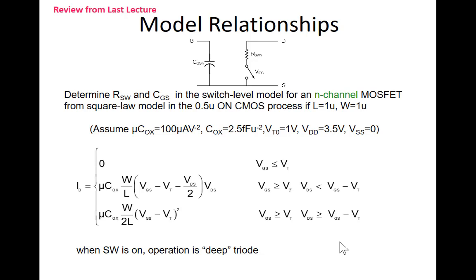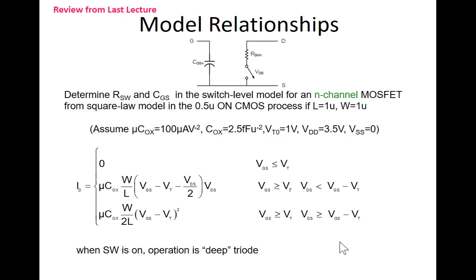And what we observed is when the device is conducting, the switch is on, the transistor is operating in which region? When the transistor is on, we're using the switch. Which region is it operating in? We have different names for different regions, but it's the triode region. It's the deep triode region when it's on. It's where it acts like a resistor.